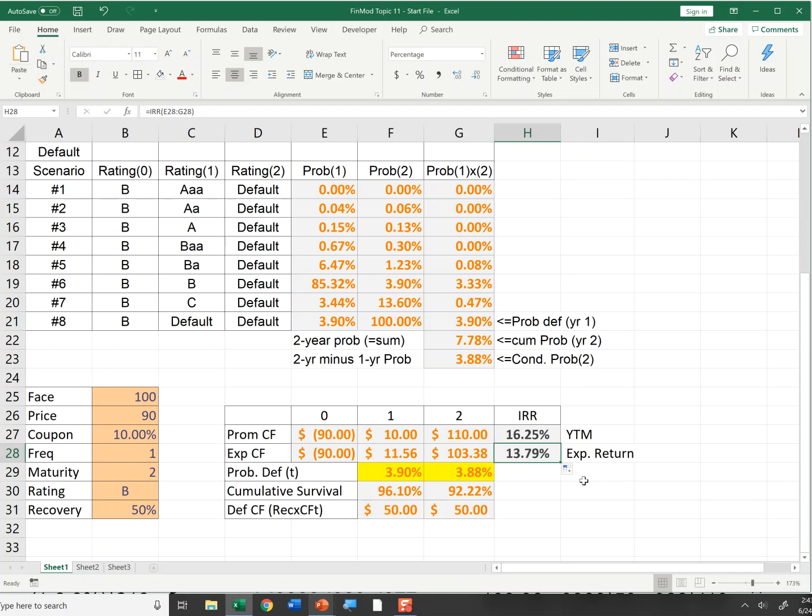That is the expected return of this bond. It is not 16.25%. 16.25% is simply the yield to maturity or return if the bond does not default. So that's the intuition of how to calculate default adjusted bond return. I need the probability of a bond defaulting in every given year, even if this were a 30-year bond, and I need to know the cash flow in default or its recovery rate.